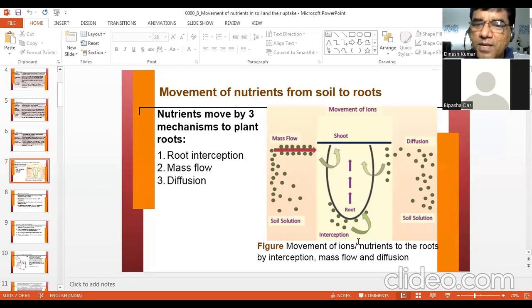And root interception is directly, roots are in contact with the soil solution. They are in direct contact with the soil solution. So hope you are able to understand these three things: mass flow, diffusion, and root interception. Any doubt, any problem in this?